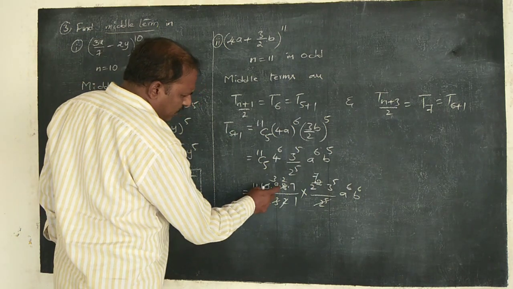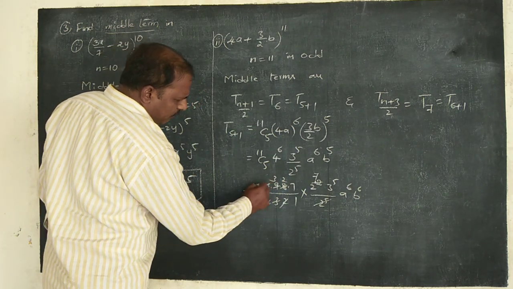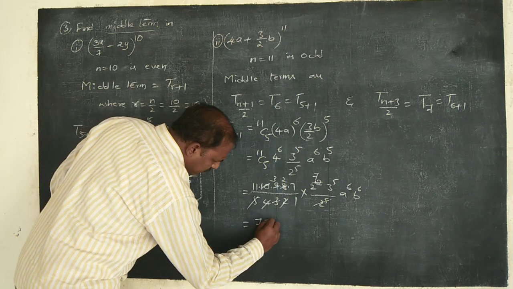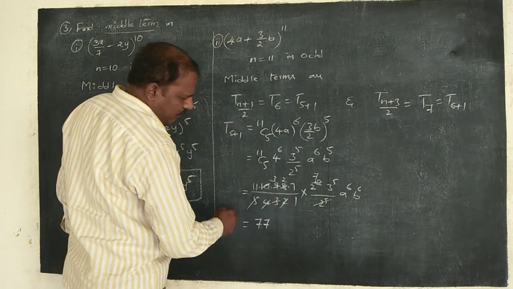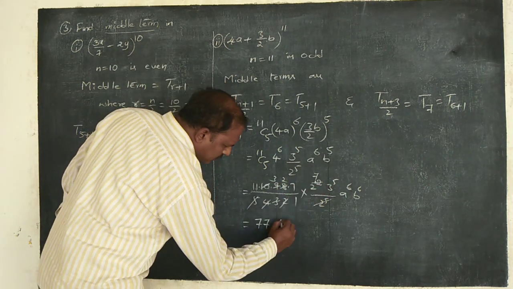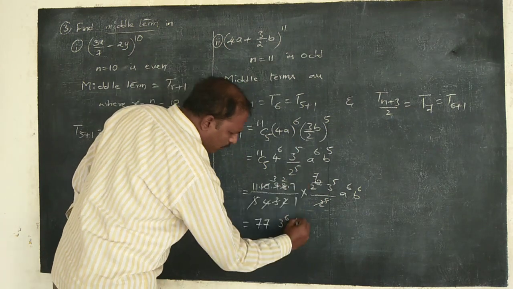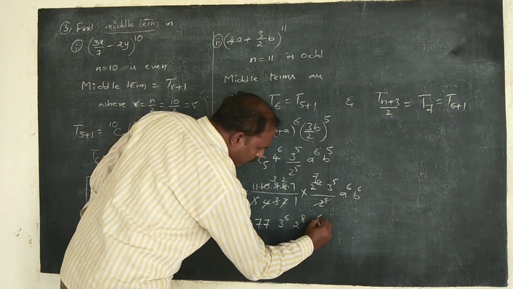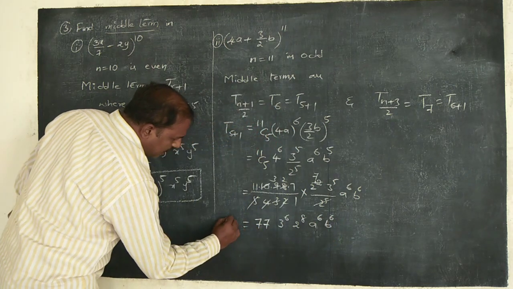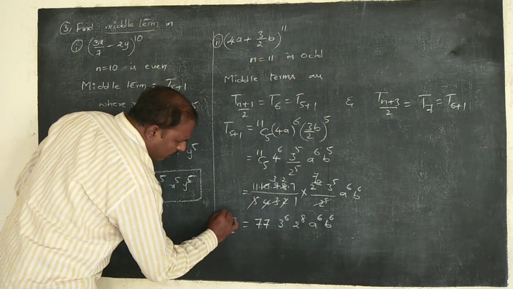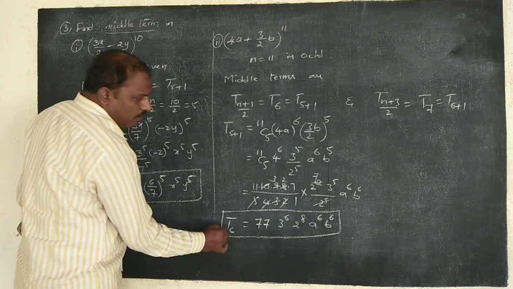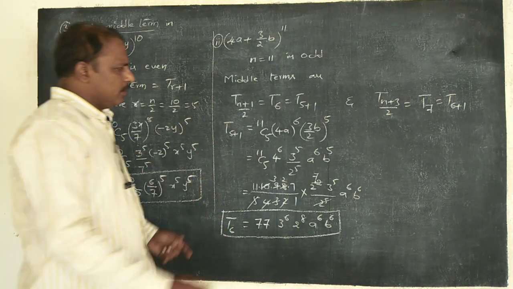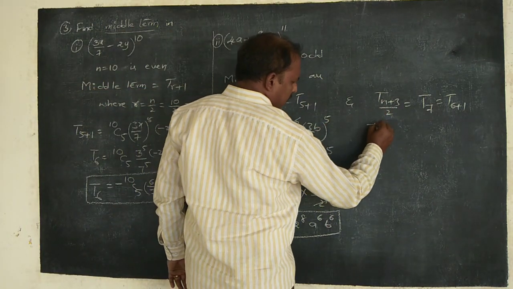Then the remaining value is 77, 11 sevens are 77, 3 to the power of 6, 2 to the power of 8 into a to the power of 6, b to the power of 5. This is one of the middle terms. Similarly, you have to find T7 here.